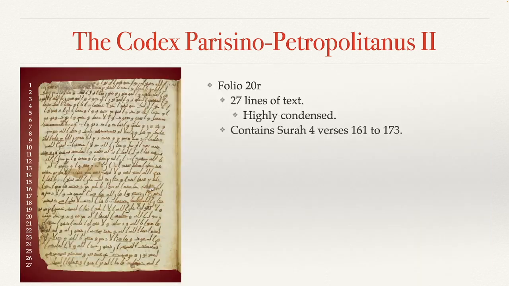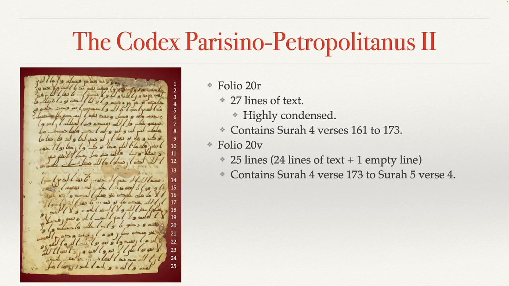This time, let us look at folio 20R of the Codex Parisino Petropolitanus. R stands for recto, which denotes the front side of the folio. On this folio, we have 27 lines of text, which is a lot more crammed than almost any other page in this codex. The 8 preceding pages all have 23 lines, which is certainly an interesting change. Typically, we have between 21 and 24 lines per page. Pages with more lines are really the exception. Now, this folio 20R contains Surah 4 verses 161 to 173.